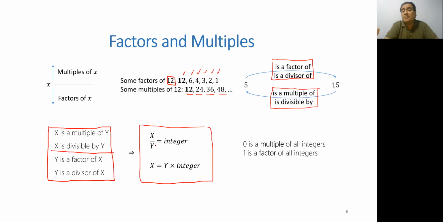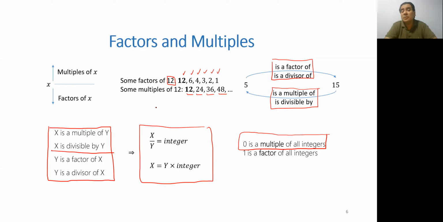That means x divided by y should be an integer, or x could be expressed as the product of y multiplied by another integer. In most GMAT problems, they usually work with the positive factors of an integer or the positive multiples. They even tell you the positive factors or positive divisors. But remember, 0 is a special number which is at the same time a multiple of all integers, right?